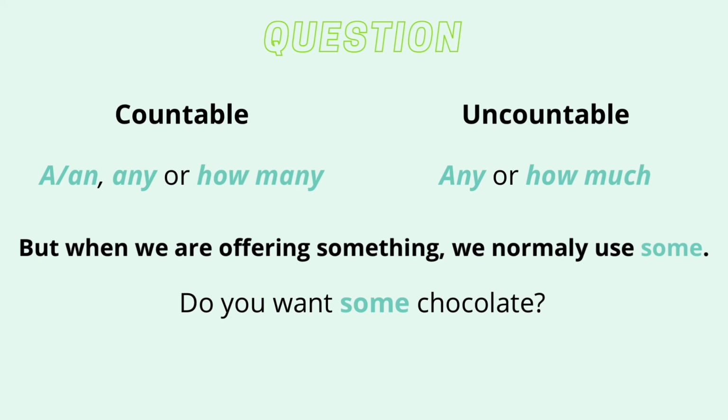As for question sentences, we use a or an, any, or how many for countable nouns, while we use any or how much for uncountable nouns. But when we are offering something, we normally use some. For example, do you want some chocolate?